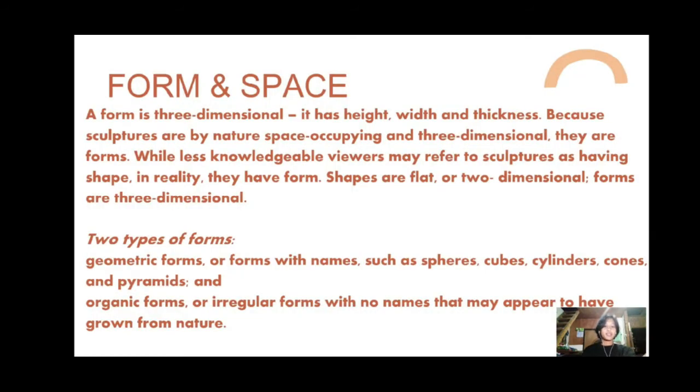Form and space. A form is three-dimensional. It has height, width, and thickness. Because sculptures are by nature space occupying and three-dimensional, they are forms. While less knowledgeable viewers may refer to sculptures as having shape, in reality they have form. Shapes are flat or two-dimensional, while forms are three-dimensional. Two types of forms: geometric forms, or forms with names such as spheres, cube, cylinder, cone, and pyramid, and organic forms, or irregular forms with no names that maybe appear to have grown from nature.